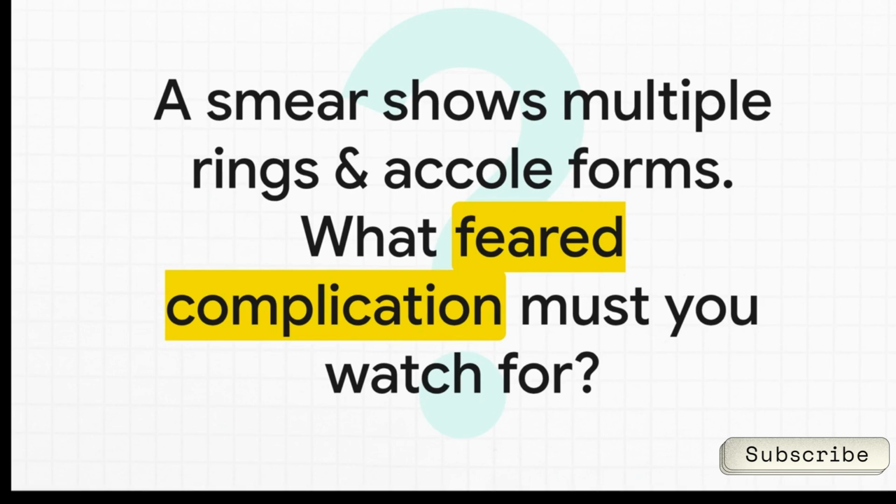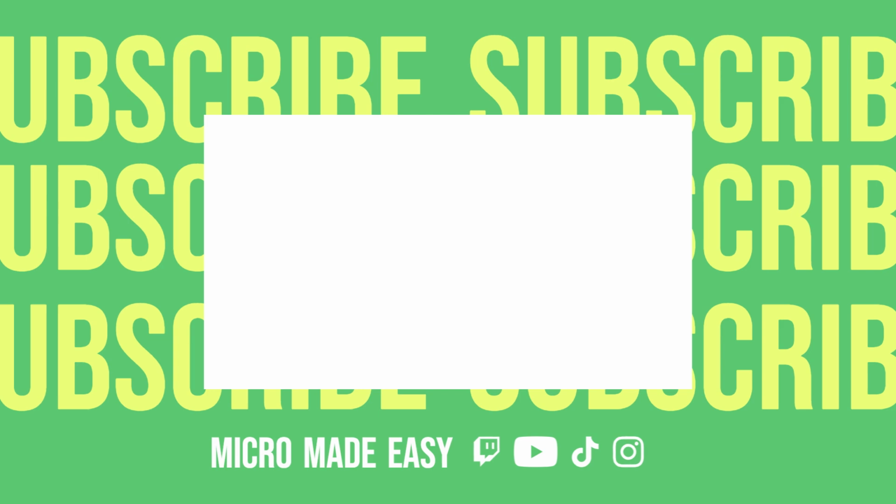All right, let's finish with a quick clinical challenge to put it all together. A patient's blood smear comes back. The report says multiple ring forms and accolé forms. Immediately, what is the single most feared complication you need to be watching for? The smear is screaming P. falciparum, and that means you have to be on high alert for cerebral malaria. That's how you connect the dots from the lab to the bedside. Great work today.